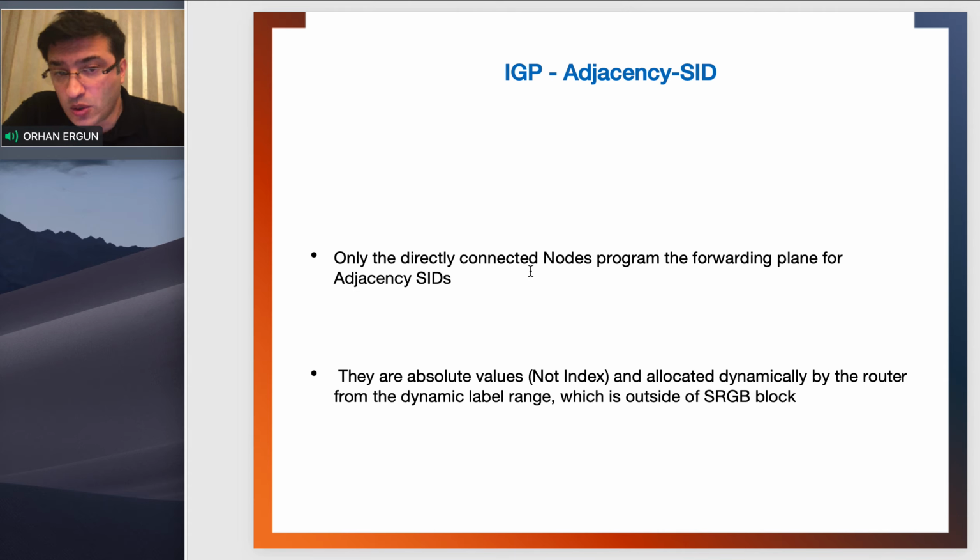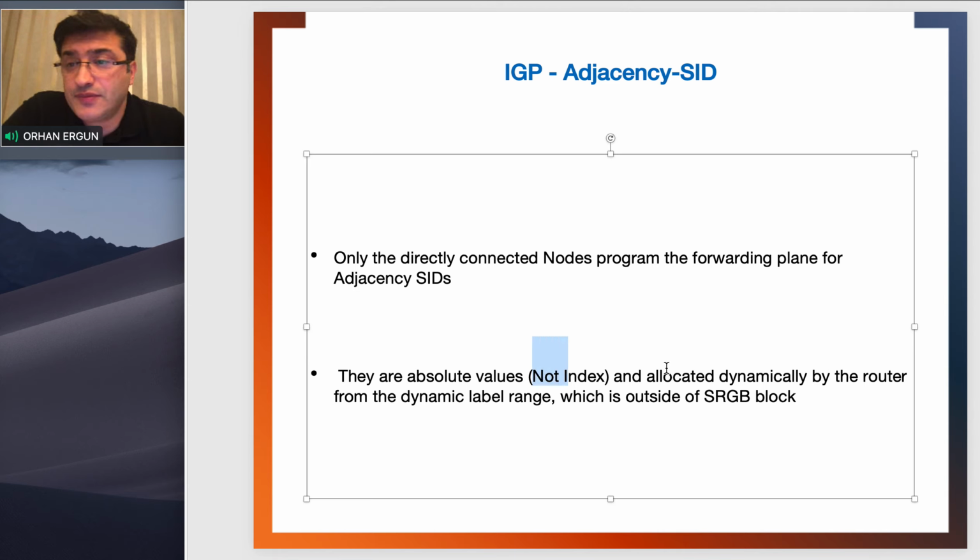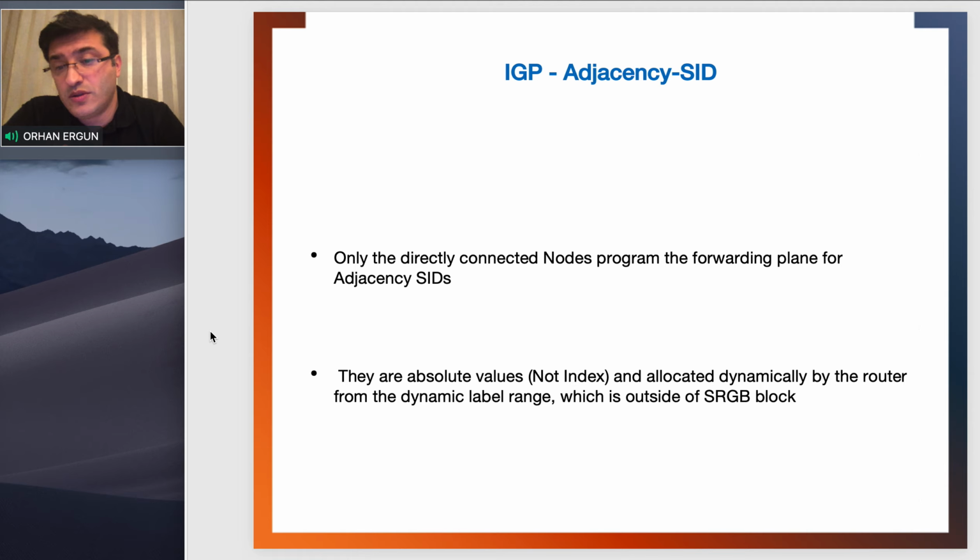Only directly connected nodes program the forwarding plane for the adjacency SID, those specific nodes. They are absolute values, not indexed. You can, because they are locally significant anyway. Even the same label value can be advertised for the adjacency SID by different routers. Because when you send the traffic to that router, it knows what to do with it. You need to somehow specify how to send the traffic to that router, and then after that router, with multiple interfaces, whichever interface you want to push needs to be also told to that router.